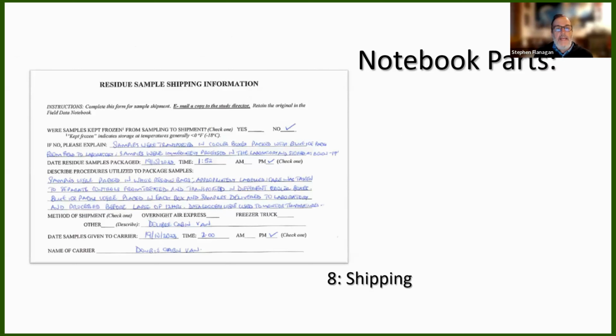And then section 8 is the shipping piece of it. So making sure that there was documentation of who took possession of the sample, that it was frozen, and how it got to the lab, whether that was a direct delivery or if it was shipped internationally or however it was to get it to the laboratory. And the next slide.